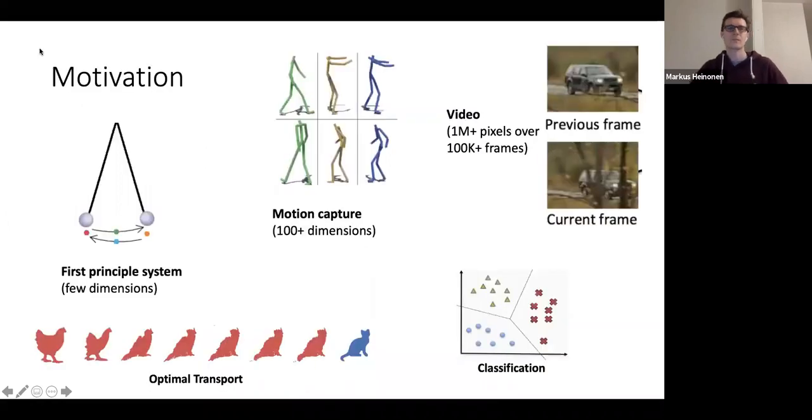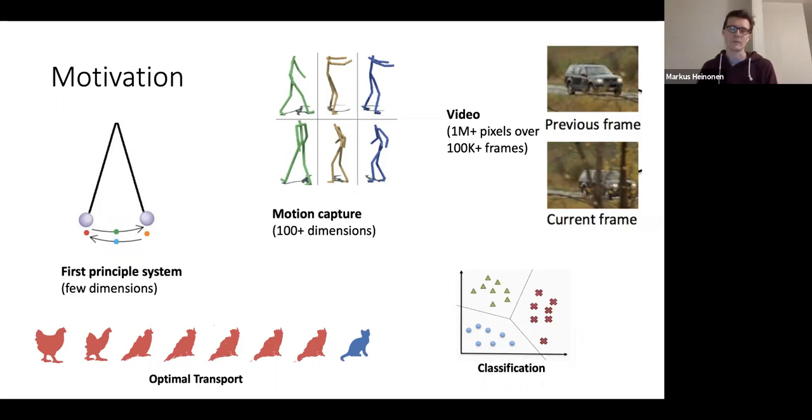So the motivation for this talk comes partly from classical dynamical systems. We can look at some simple first principle systems like the motion of a pendulum. This is a classical physics thing where we know the governing equations of a pendulum, and we can describe them ourselves and write the equations down. And there's no need to do any kind of learning.